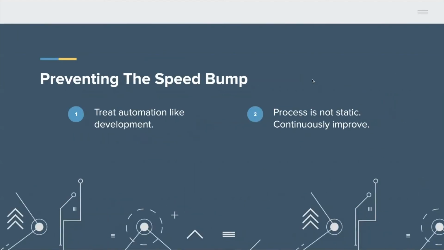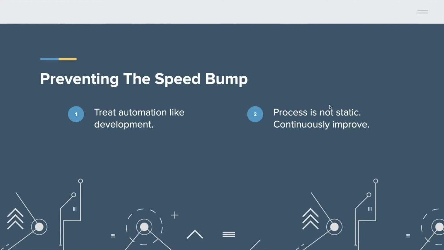So let's move on to the more interesting part of the speed bump, which is trying to actually prevent it in the first place. The two main things that I see that cause the speed bump is the issue that I mentioned earlier of rolling out automation and treating it like it's finished rather than treating it like a process that needs to be improved. And then the other one is similar, but related to process and communication and culture, where processes are rolled out and then they're left exactly as they were with no feedback and no continuous improvement across the organization.